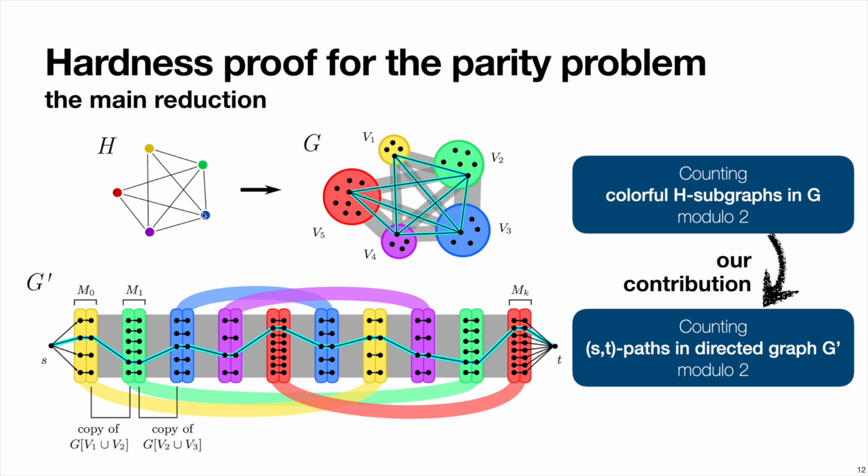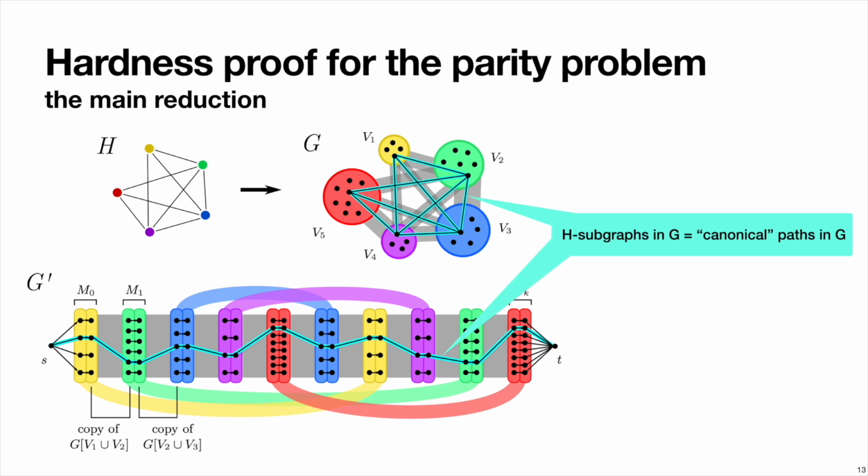And the colors correspond to vertices of H. In our reduction, we transform the graph G into a graph G prime, which is basically following a Eulerian tour through the different color classes. And we have so-called canonical paths, which start at S, follow each layer here, so they basically follow the Eulerian tour, and end in T. These canonical paths are supposed to correspond in a one-to-one fashion to H subgraphs in G.